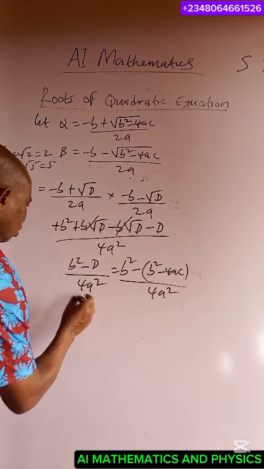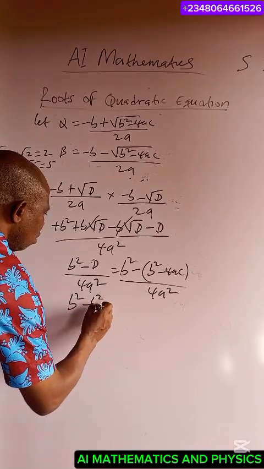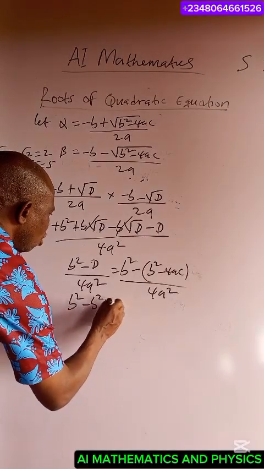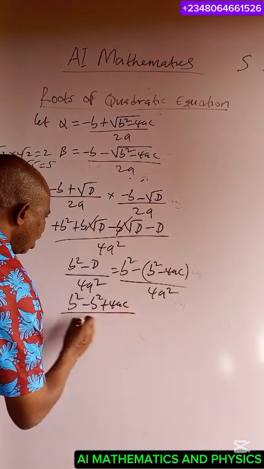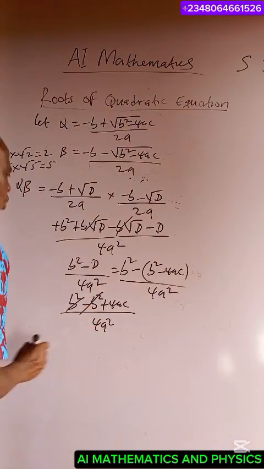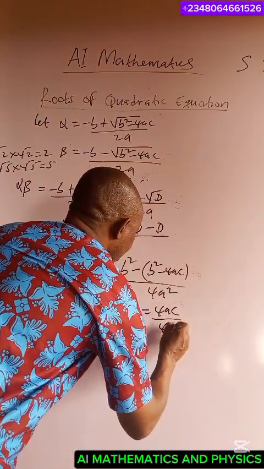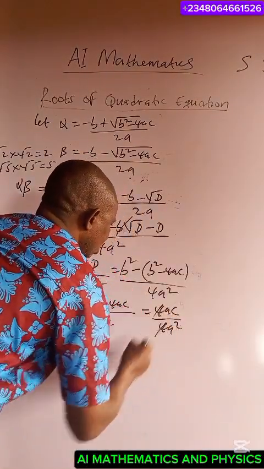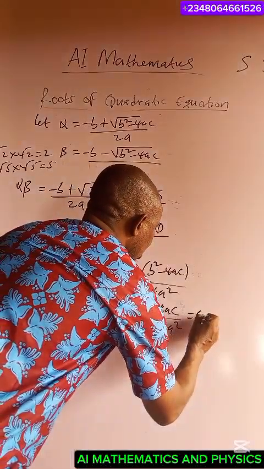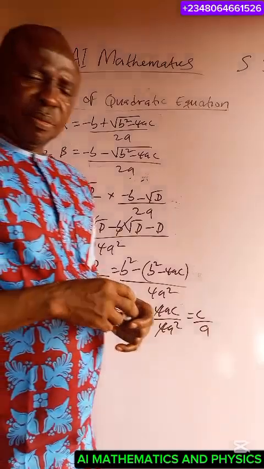Then we have b squared minus b squared plus 4ac, everything over 4a squared. Count this, we have 4ac over 4a squared. You can see this counts this, our answer will be what? c over a, which means alpha beta is what? c over a.